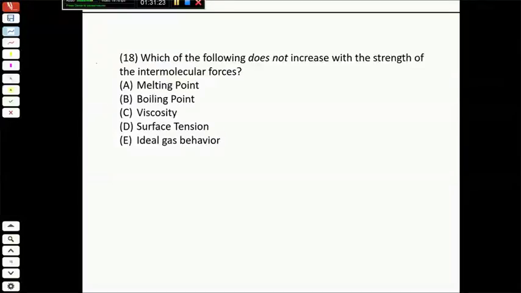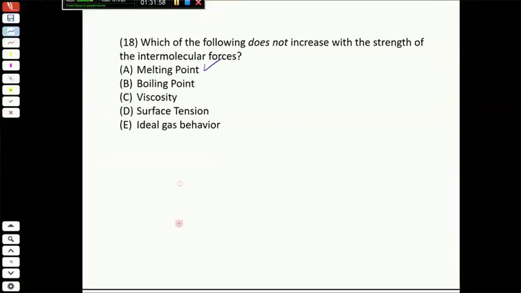Melting point and boiling point are those 2 phase change temperatures that we've talked about, and we'll get a little more detail about them later. The melting point is the temperature at which a substance goes from solid to liquid, and the boiling point is the temperature at which it goes from liquid to gas. Both depend strongly on the intermolecular forces, because if the molecules are held together by stronger forces, you have to go to higher temperatures to break them up into either the liquid phase or the gas phase. So both melting point and boiling point increase as the strength of the intermolecular forces increases.